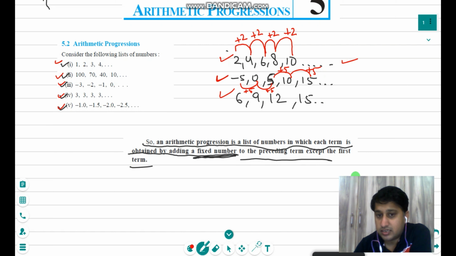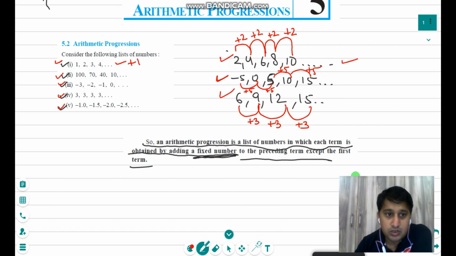These all are terms. And then if we see again, here plus 3 is added. We have added 3 to 6, it has become 9. Then we have added 3 to 9, it has become 12. And then plus 3. Okay, and then you can see over here, we have added plus 1 to all. 1 plus 1 is 2, 2 plus 1 is 3, 3 plus 1 is 4, 4 plus 1 will be 5.